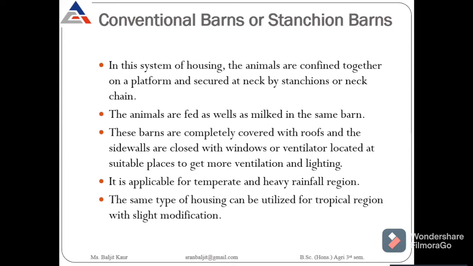These barns are completely covered with roofs and sidewalls and are provided with windows or ventilators located at suitable places to get more ventilation and lighting, right? So they have a complete roof, windows, and walls. Through windows they can get proper sunlight and ventilation. It is applicable for temperate and heavy rainfall regions. So this kind of shed is found in heavy rainfall regions as well as in temperate regions. The same type of housing can be utilized for tropical regions with slight modifications, right?